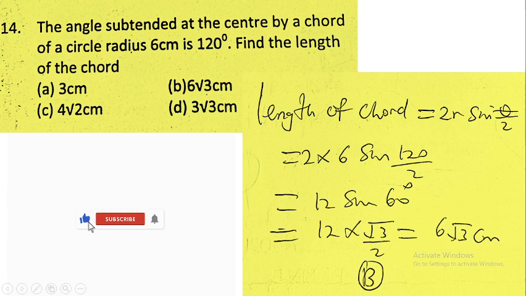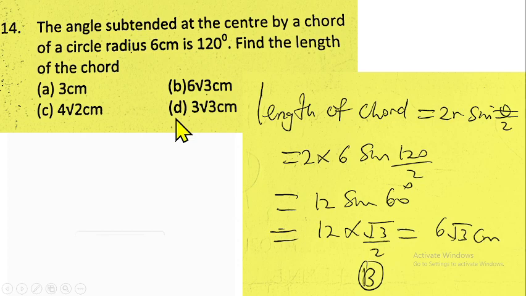So we have been given the radius of the circle, and we know the angle the chord subtends at the center. So that means you have 2 times 6, which is the radius, sine 120 over 2, that will be sine 60. 2 times 6 is 12, and sine 60 is root 3 over 2. 2 can take care of 12, and that gives us 6. 6 times root 3 gives us 6 root 3. So option B is the correct option for question number 14.